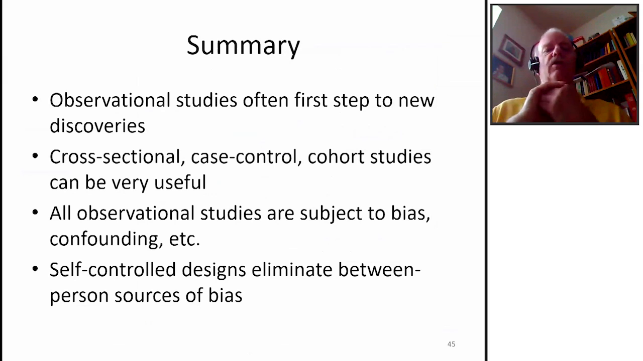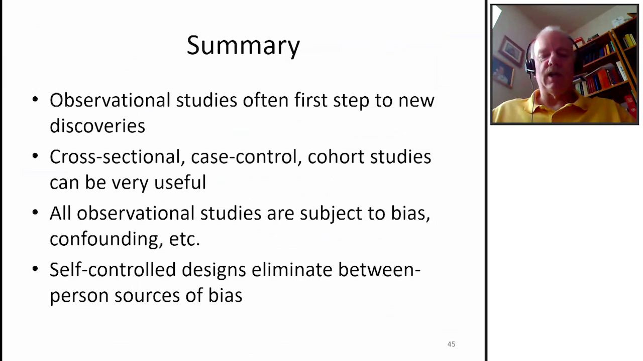So I just want to conclude then: observational studies are often the first step to new discoveries. The common observational studies are cross-sectional, case-control, and cohort studies. They can be very useful. All observational studies are subject to biases and confounding. Self-controlled designs, I think, are good designs that are less subject to such biases, because you're using each person as their own control, basically.